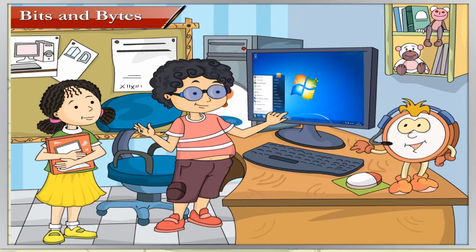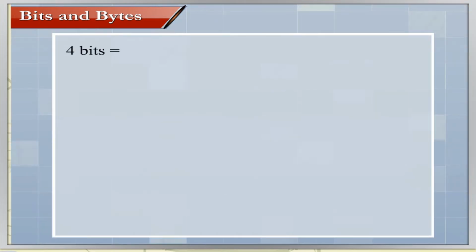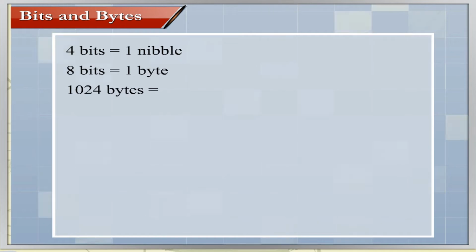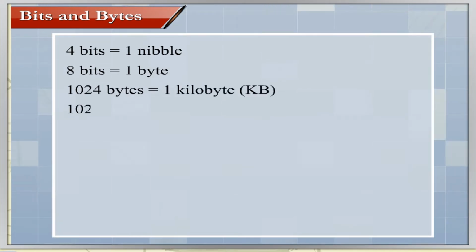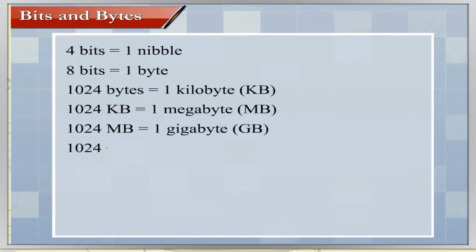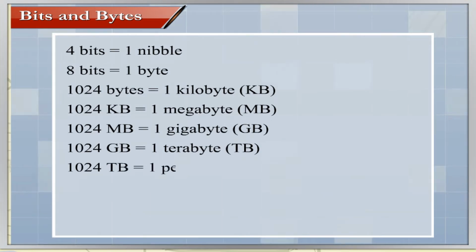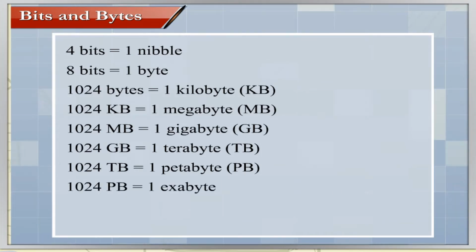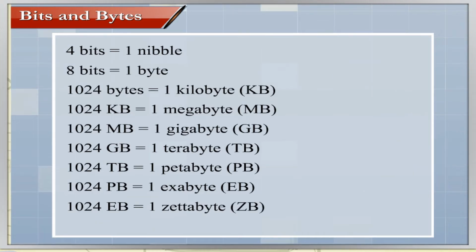Kilobytes and megabytes are higher units of measuring memory. 4 bits equal 1 nibble, 8 bits equal 1 byte, 1024 bytes equal 1 kilobyte, KB, 1024 KB equal 1 megabyte, MB, 1024 MB equal 1 gigabyte, GB, 1024 GB equal 1 terabyte, TB, 1024 TB equal 1 petabyte, PB, 1024 PB equal 1 exabyte, EB, 1024 EB equal 1 zettabyte, ZB, 1024 ZB equal 1 yottabyte, YB.